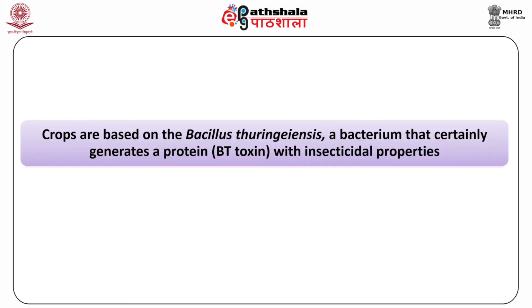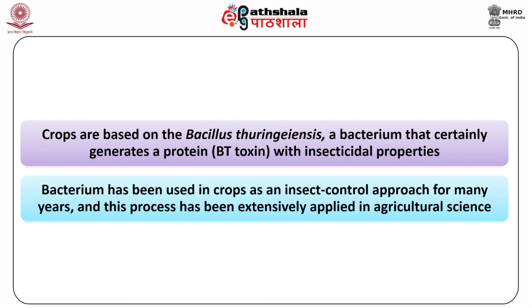These crops are based on Bacillus thuringiensis, a bacterium that naturally generates a protein, Bt toxin, with insecticidal properties. The bacterium has been used in crops as an insect control approach for many years, and this approach has been extensively applied in agricultural science.